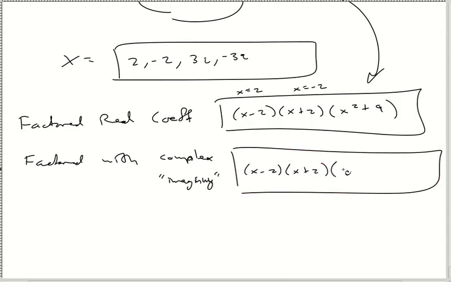And then remember that this right here is x equals 3i. So when I'm moving this over, it's going to be x minus 3i, okay? And this is x equals -3i. When I move it to the other side, it's now going to be x plus 3i, okay? Cool. That's your final answer there.